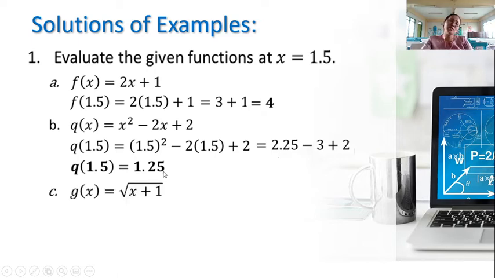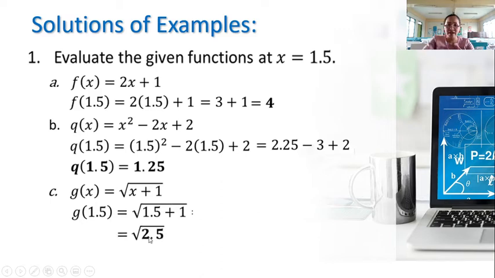Now, let's proceed to letter C, which is the function g of x, which is equal to the square root of x plus 1. Again, all x's, on both sides of the equation, have to be replaced with 1.5. So this becomes g of 1.5 is equal to the square root of 1.5 plus 1. Then if you add these two numbers, this will become the square root of 2.5. And remember, there is no such integer root of 2.5. Thus, the final answer for g of 1.5 is equal to the square root of 2.5.